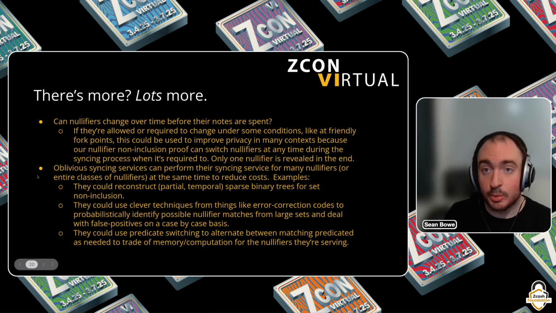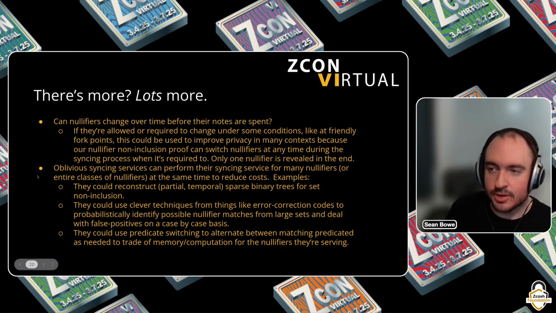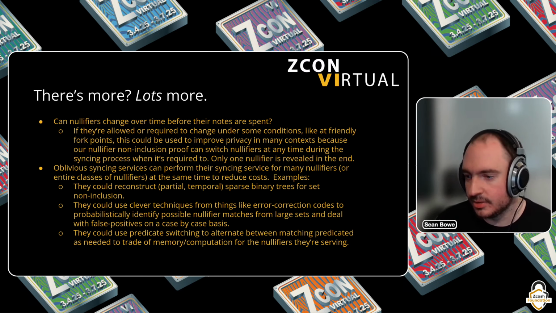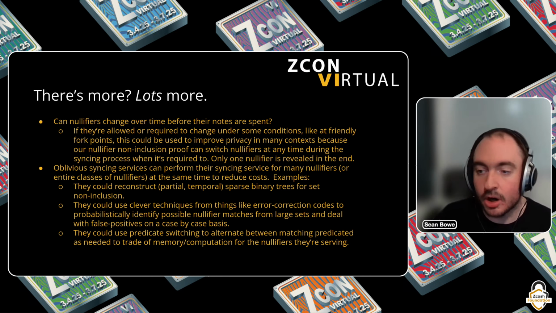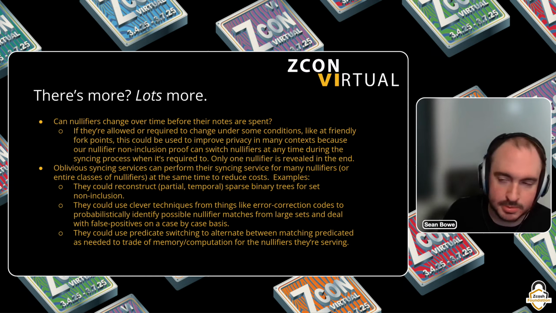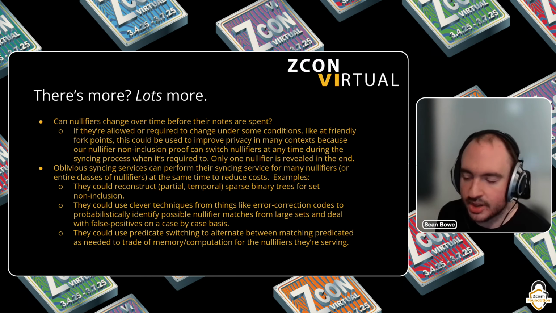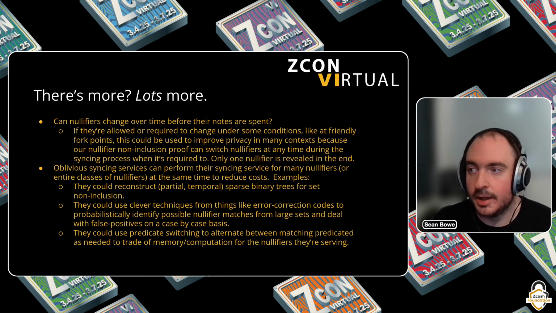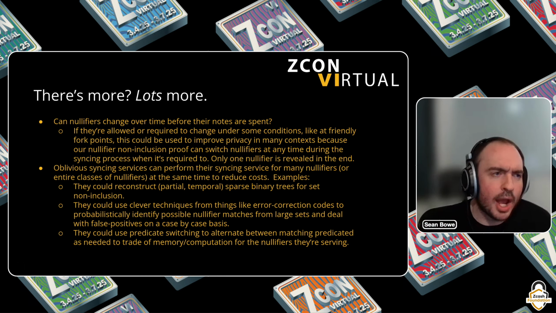There's a lot more that I wish I had time to talk about. I've got to wrap this up, so I just wanted to mention a couple of things before I stop. This new model introduces a ton of new ideas I don't think have been considered before. For one thing, can nullifiers change over time before the notes are spent? Why would you want it to do this?